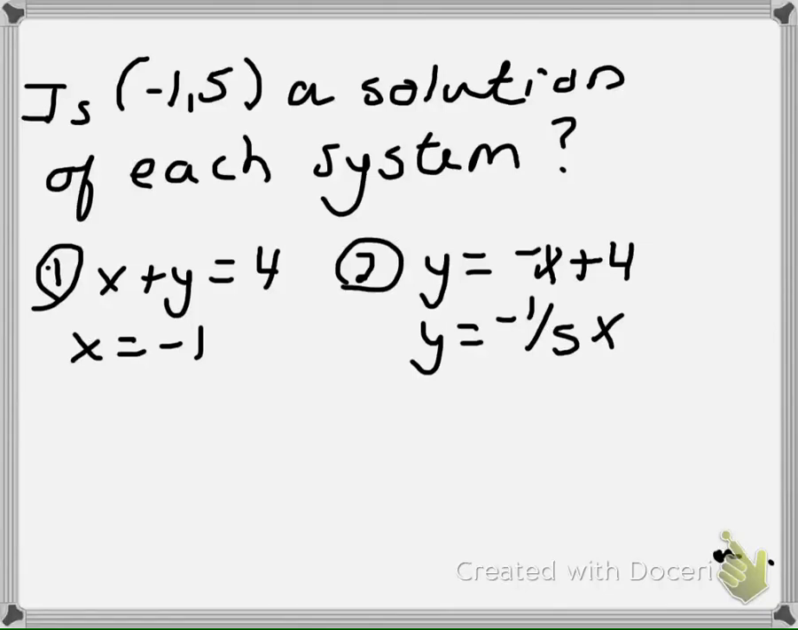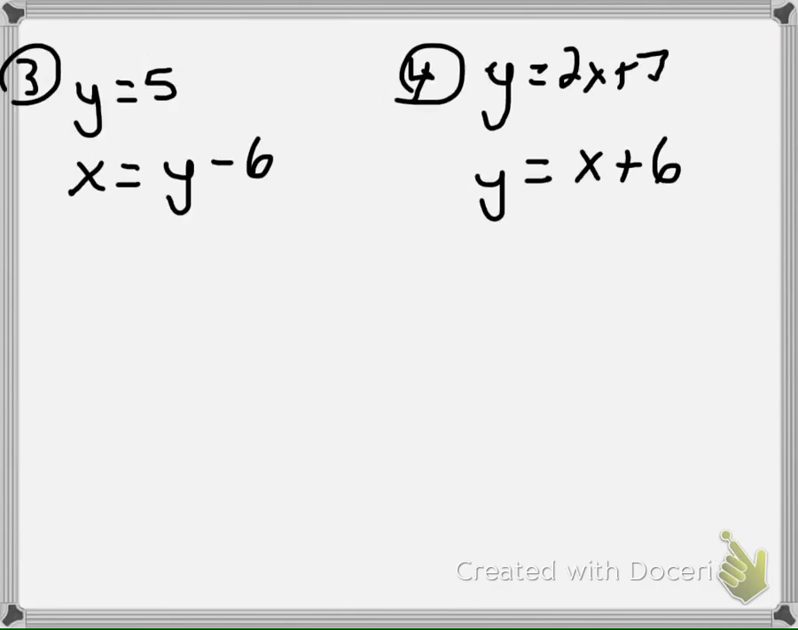This second video is on determining whether an ordered pair is a solution to a system of equations, and also paying attention to whether there's one solution, infinite solutions, or no solutions. So for the first four problems, I want you to figure out whether the ordered pair (-1, 5) is a solution to each of these systems. There are four of them, so this is the first two and these are the last two.